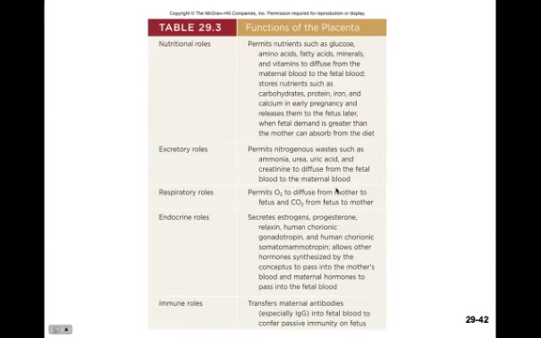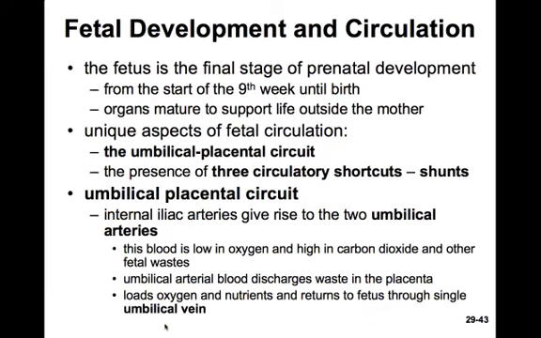This is a table that summarizes many of the functions of the placenta. It has nutritional roles, excretory roles, respiratory roles, endocrine roles, and immune roles. The fetus is the final stage of prenatal development. From the start of the 9th week until birth, the organs will mature to support life outside of the mother. The circulatory system shows the most conspicuous anatomical changes from the prenatal state, which is dependent on the placenta, to the independent neonatal or newborn state.